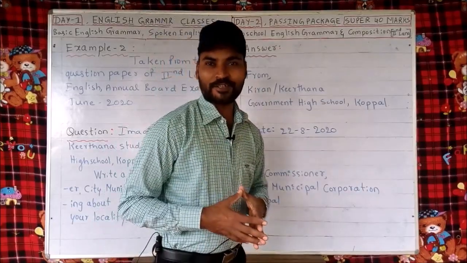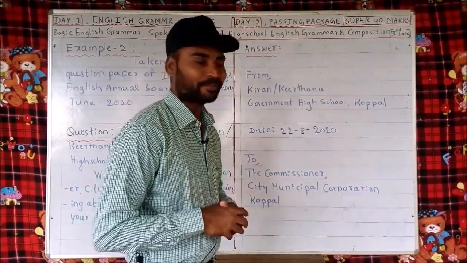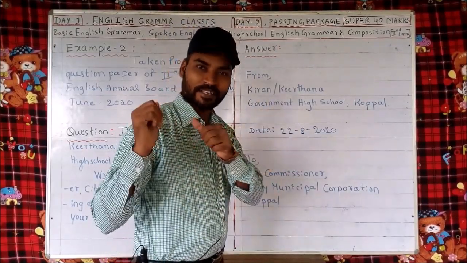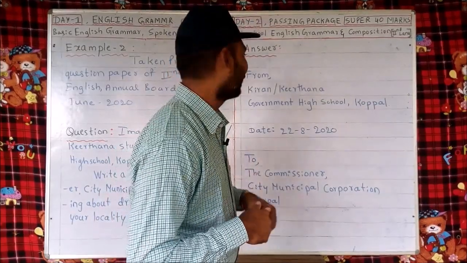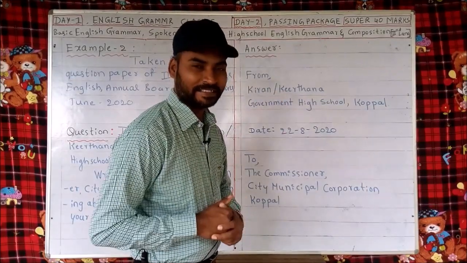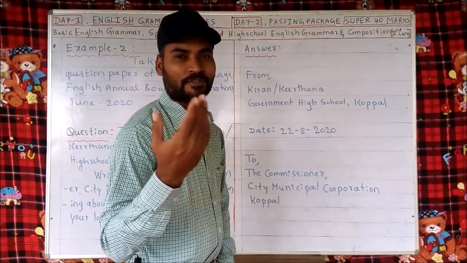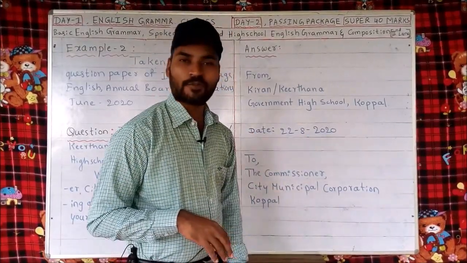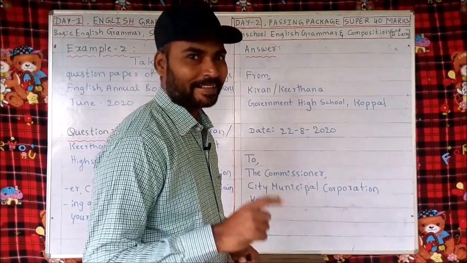First and foremost thing we do in an official letter, in a personal letter as well, we write the from address. The from address is whatever is given in the question itself, that we should write, not our own. From Kiran or Kirtana: if you are a boy, write Kiran. If you are a girl, write Kirtana. Government High School Koppala, whichever school you are studying. Date: 22/8/2020. This is the second step of writing an official letter.